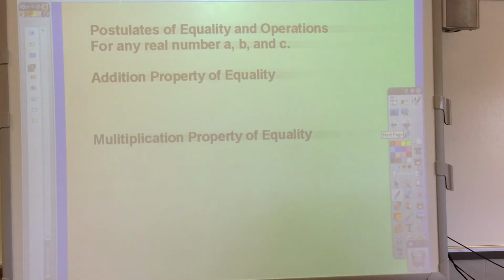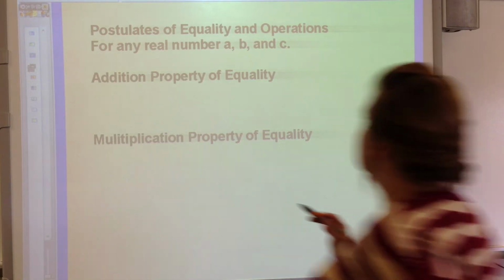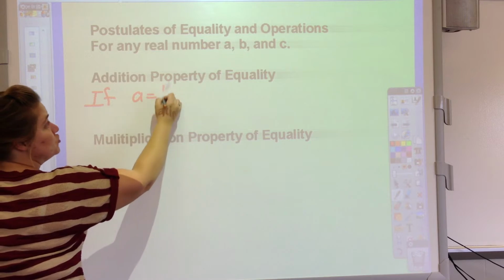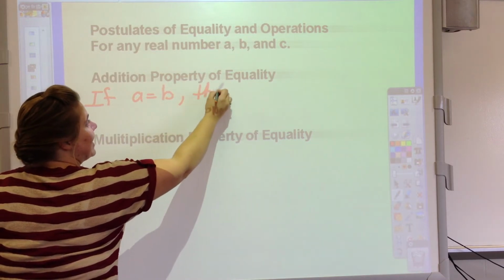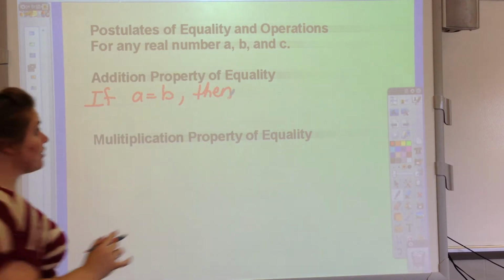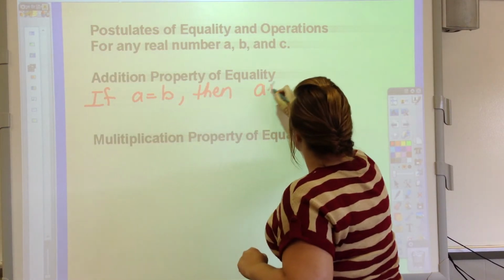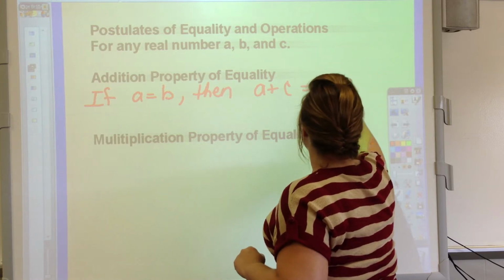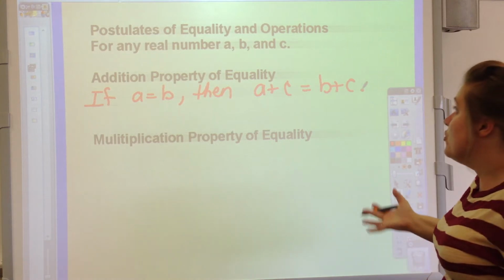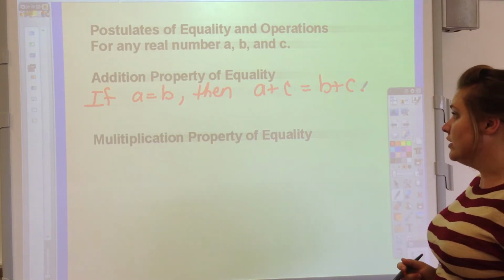And now let's talk about two more properties of equality. The addition property of equality says the following. If I know that A equals B, and I add C to both sides, as many of you did last year in algebra, A plus C is going to equal B plus C. Hopefully that makes sense. I add the same thing to both sides, I still have equality.